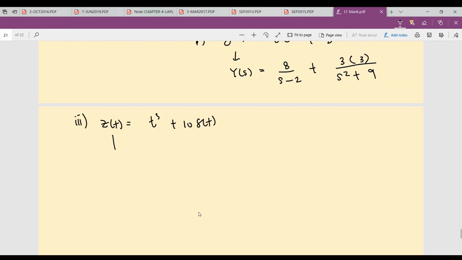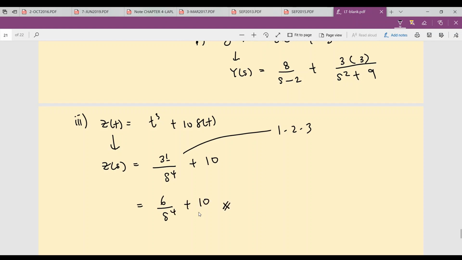Okay. So, dia punya ZS is equal to 3 factorial over S kuasa 4 tambah 10. So, actually 3 factorial ni macam mana? 1 darab 2 darab 3. 1 darab 2, 2 darab 3, 6. So, jawapan dia 6 per S kuasa 4 plus 10.